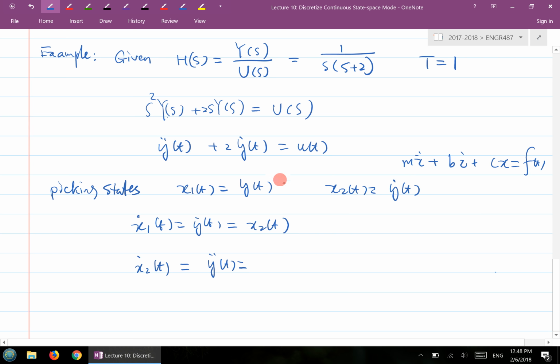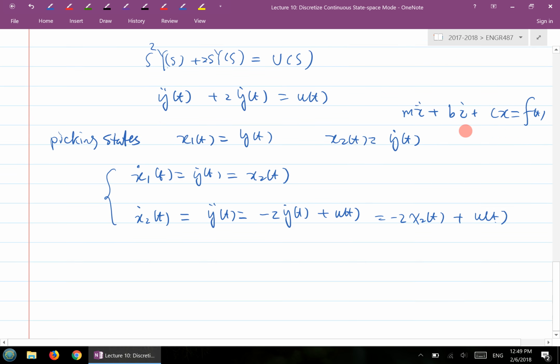Look at this one here. What does y double dot equal to? It equals negative 2 y dot plus u of t. And then y dot equals x2 of t again, so negative 2 x2 of t. So this basically gives us the state space equation for the continuous system.